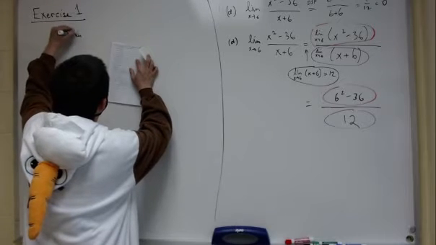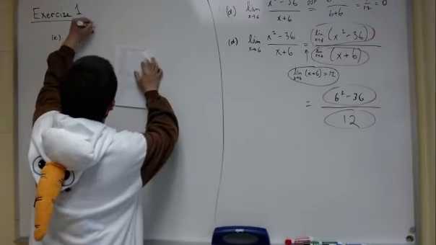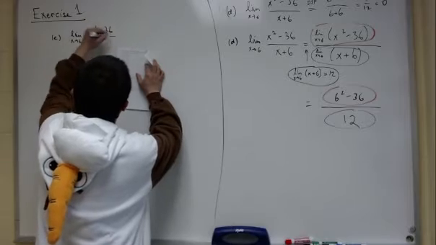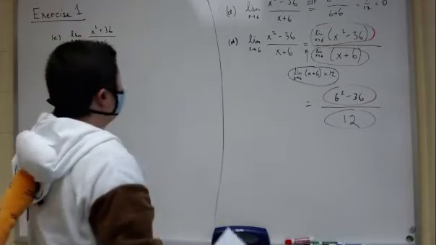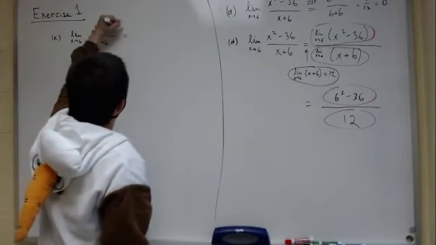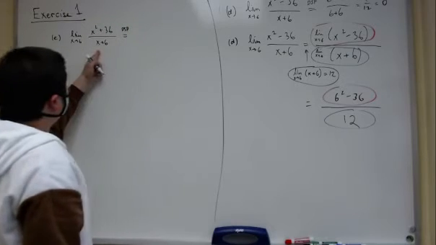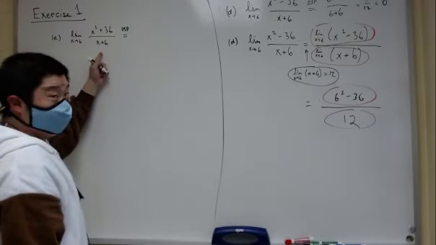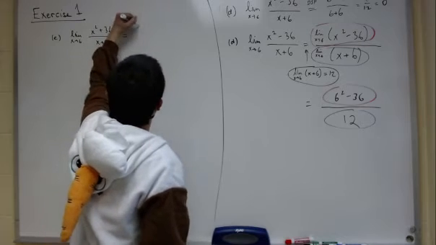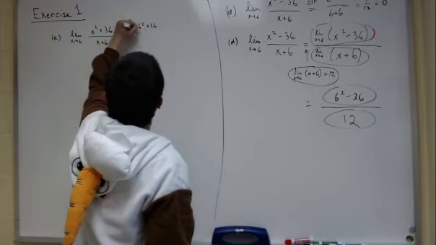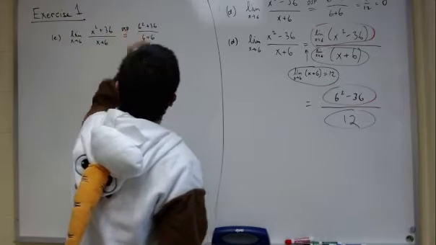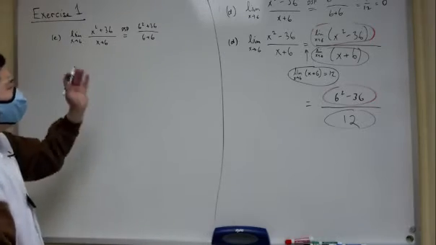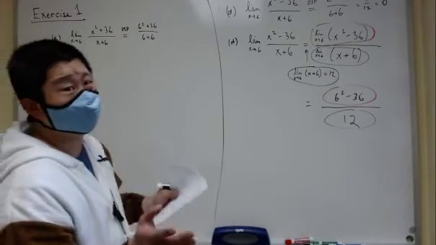Limit as x approaches 6 of (x squared plus 36) over (x plus 6). Same deal, just like we did over there. Because this is a rational function and 6 is in the domain, we can just plug in 6 and have 6 squared plus 36 all over 6 plus 6. So whatever number, I think 72 over 12, however that simplifies. Not really worried about it here.